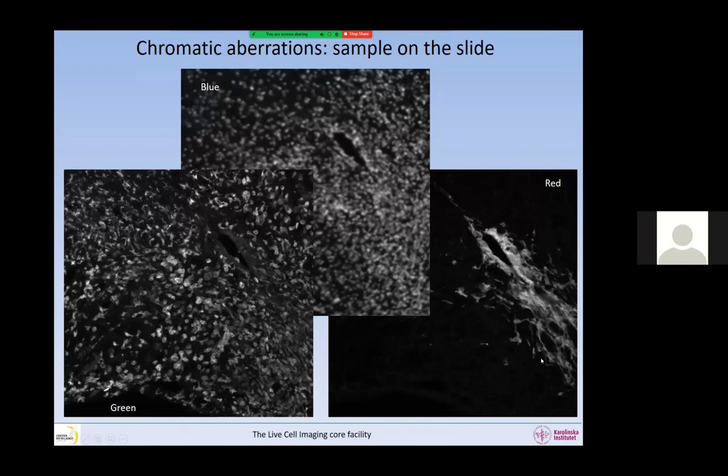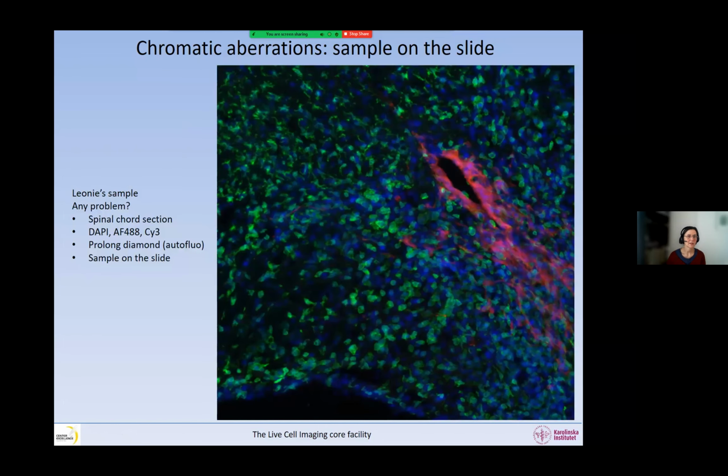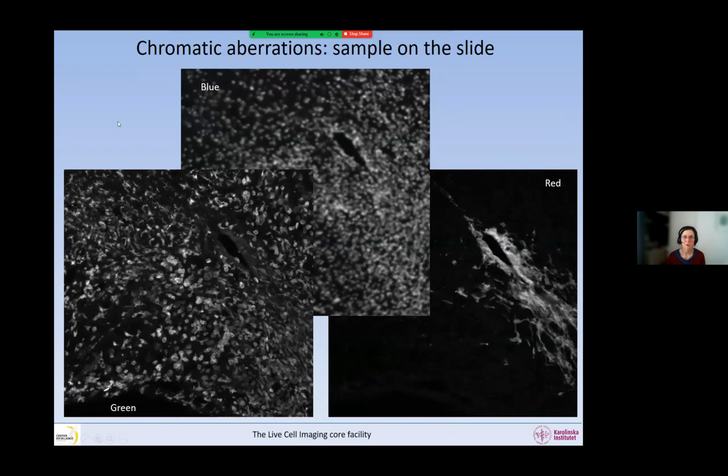Okay, so we take one image with 3 channels. And the red and the green are in focus, but the blue is not in focus. The sample is on the slide. We have ProLong Gold. I think it was a ProLong Diamond. I don't remember. And I think I wrote it here. ProLong Diamond, which anyway was autofluorescent. And in this case, it was very clear. I think maybe because we had a lot of ProLong Diamond. Anyway, it was doing something. There was aberration only on the blue channel.